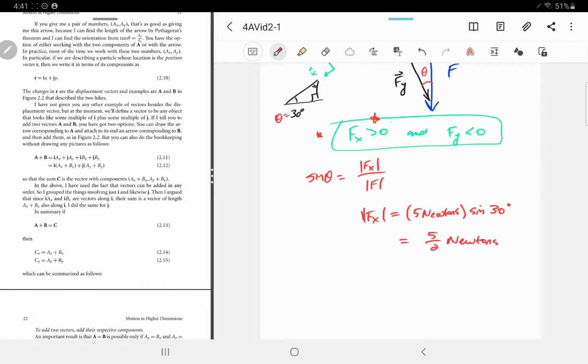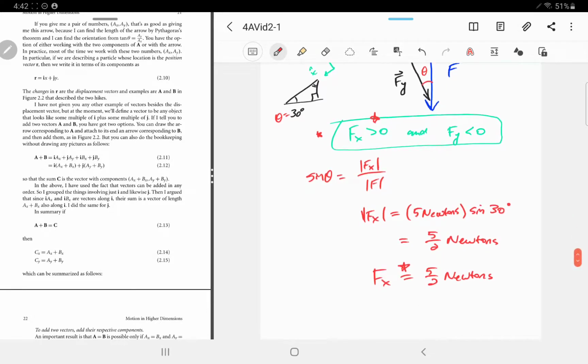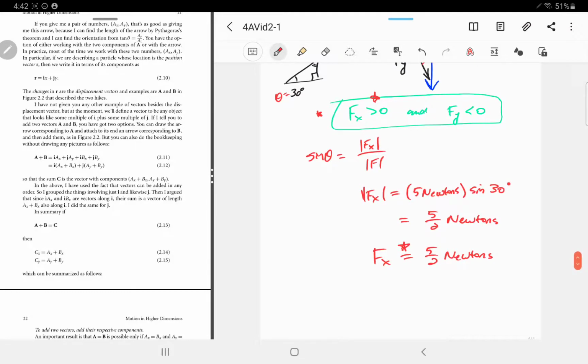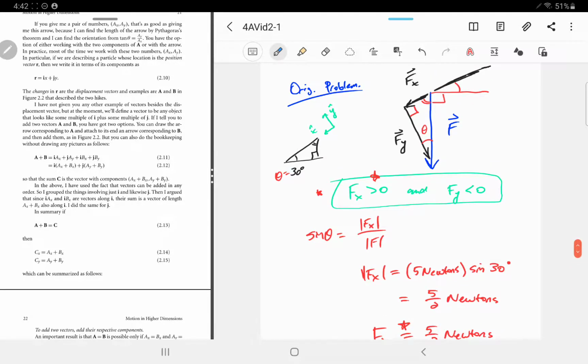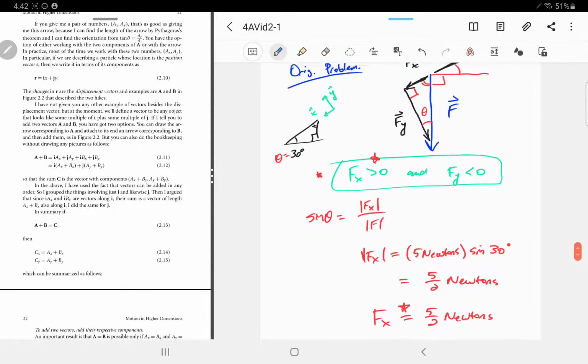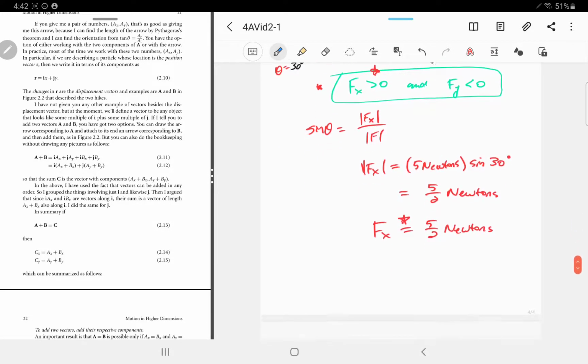And combining it with this fact, Fx without the absolute value signs is going to be 5/2 newtons, right? Because we already know it's positive. So the magnitude is 5/2 newtons, and we know it's positive, therefore the x component is 5/2 newtons. Okay. Now, for the y component, it's pretty similar, except instead of sine, we're going to use cosine. So cosine theta is going to be adjacent over hypotenuse. And remember, with angles between 0 and 90 degrees, cosine of theta is definitely positive. So we just care about the magnitudes right here.